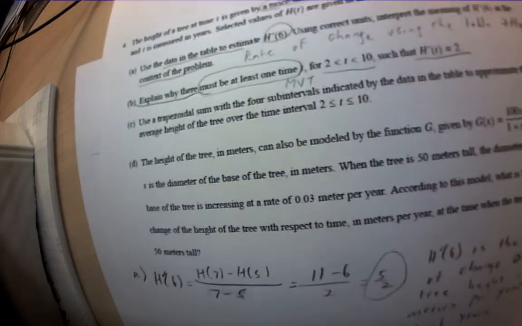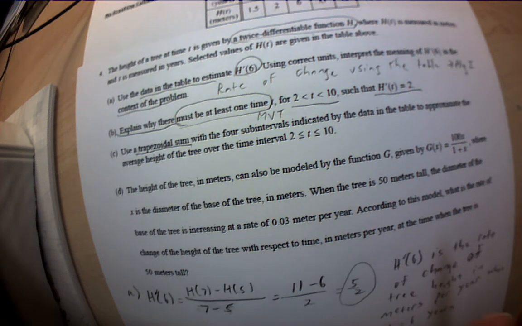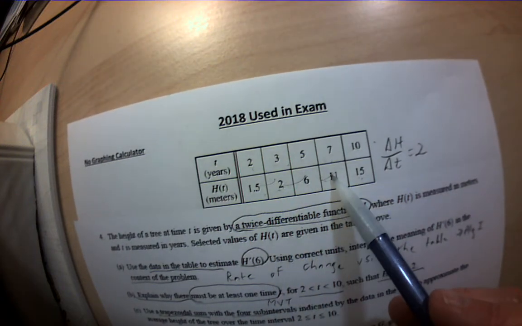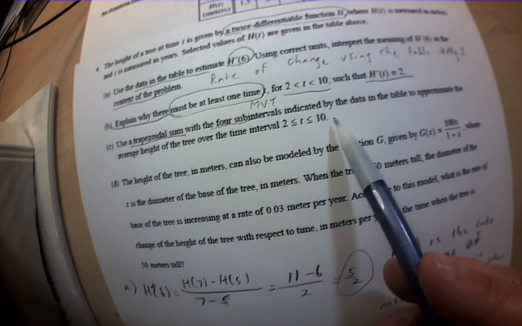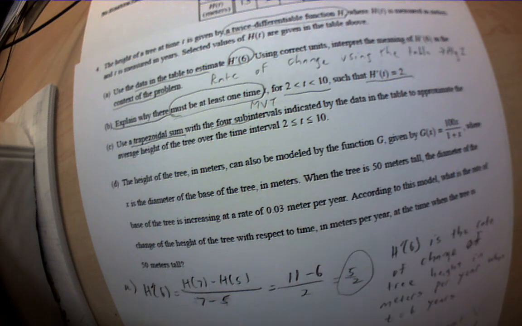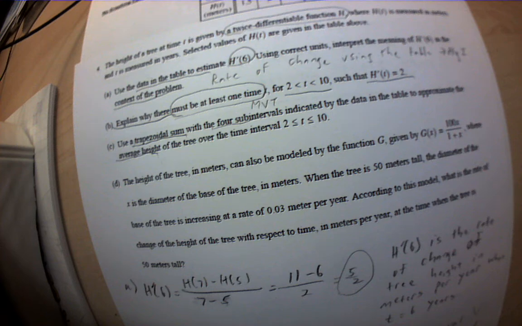Okay, part C. Use a trapezoidal sum. So guys, they're telling you what to do. If you know what a trapezoidal sum is, this is a gift. With 4 subintervals. Look, 1, 2, 3, 4. There's 4 subintervals, to approximate the average height of the tree over the interval from 2 to 10. Okay, so guys, you don't know what average height means. That's not something that's in this year's test, but I figured I'd at least show you how to do a trapezoidal sum.